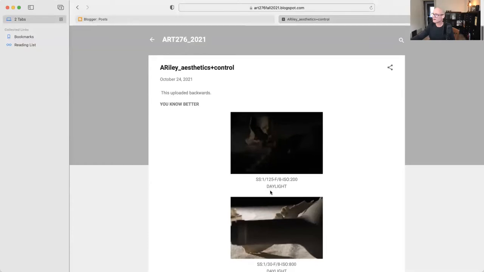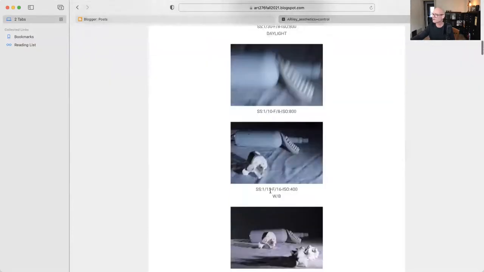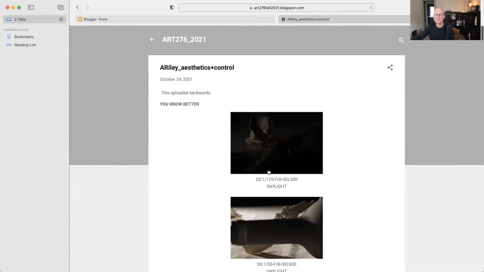We're going to take a look at your aesthetics and control posting here. Just kind of get a quick overview first. Take a look at what we have. This one's clearly dark.